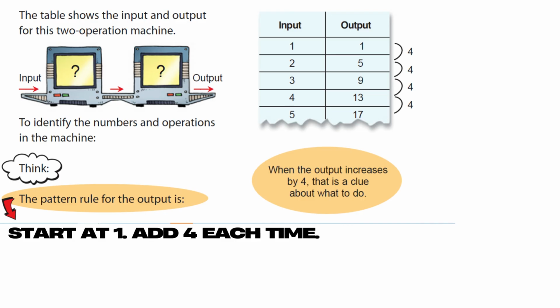In this example, the input starts at 1 and increases by 1 each time up to the number 5. The output starts at 1 and increases by 4 each time up to the number 17. That pattern of increasing by 4 is a clue about what the machine might be doing. But it's not the complete clue.